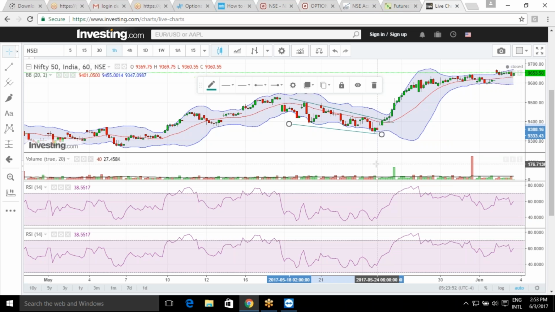So always try to select a very small number of indicators. Like here I have selected RSI and Bollinger Band. You can select any other indicator that suits you, moving average, MACD. There are a lot of things.